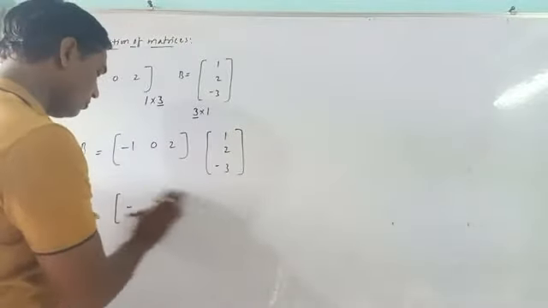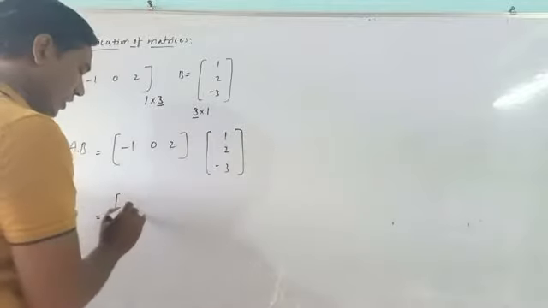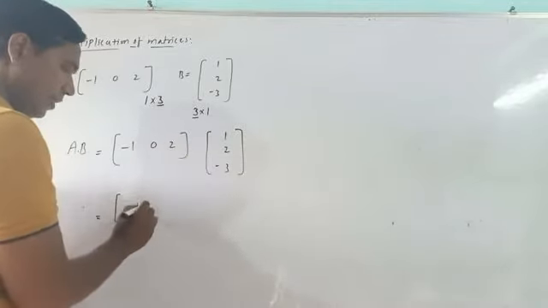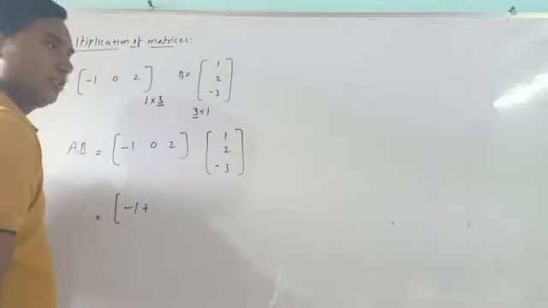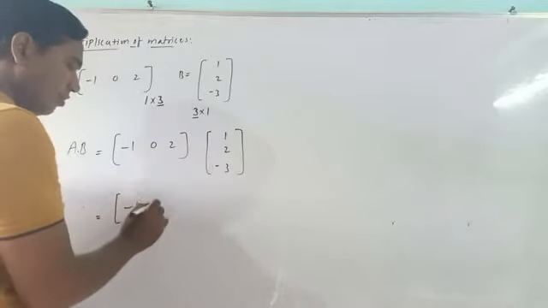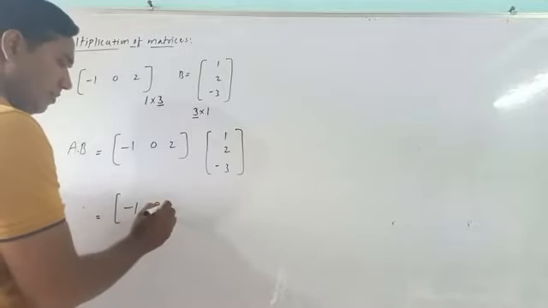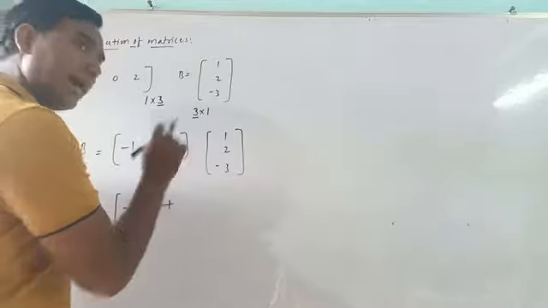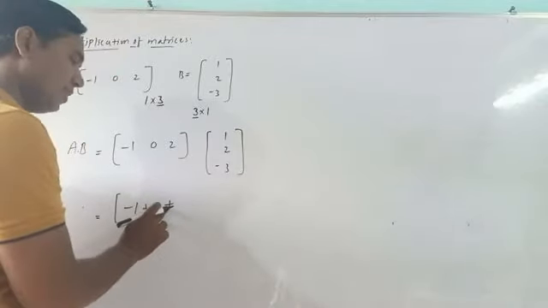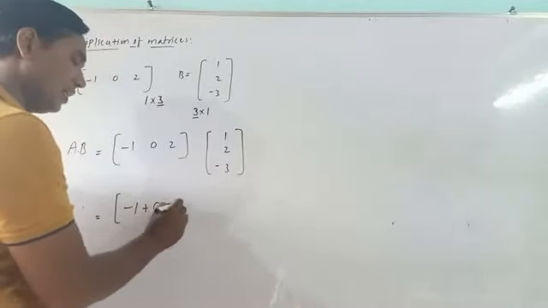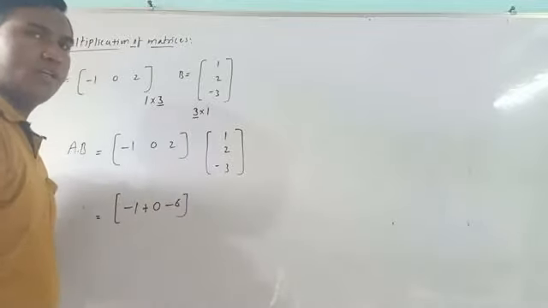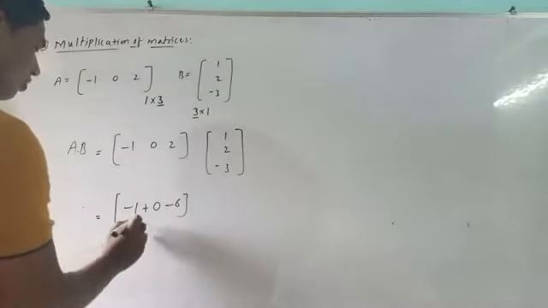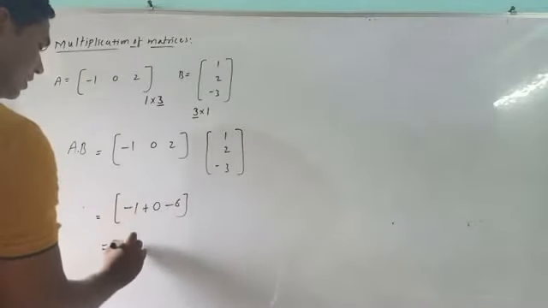Now, what do you have to observe here? -1 into 1 is -1. In between, while doing the multiplication, there is a plus sign. 0 into 2 is equal to 0, and in between them there is a plus sign. But here 2 into -3 is -6, so this minus and plus becomes -6 here. Okay, it is an important one. So after solving, we got the value -1, -6, that is nothing but -7.